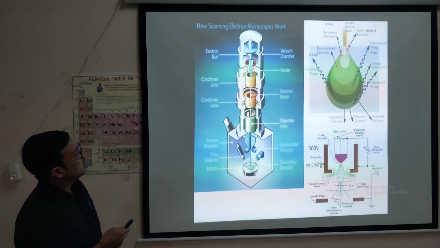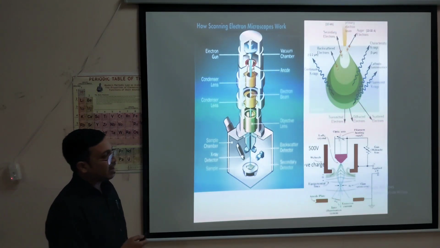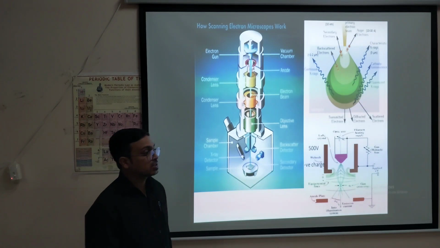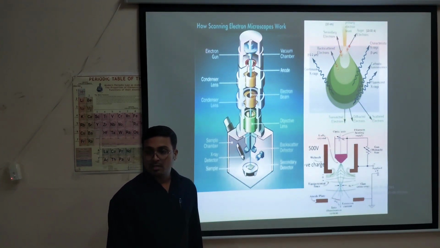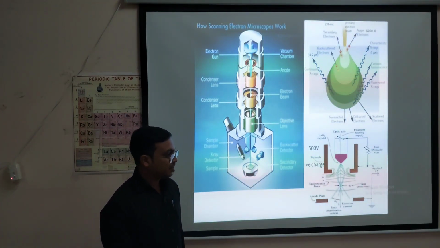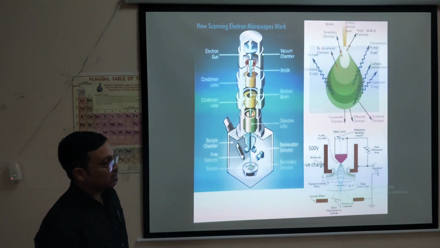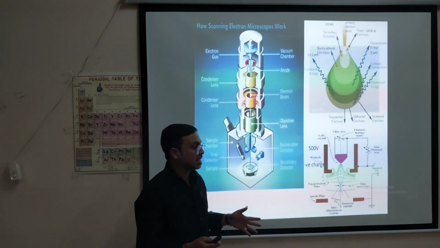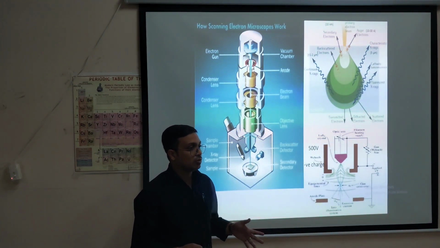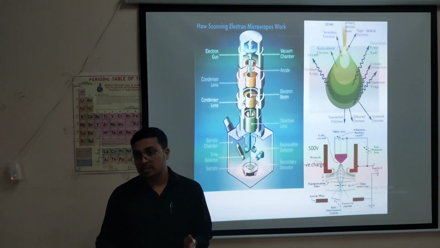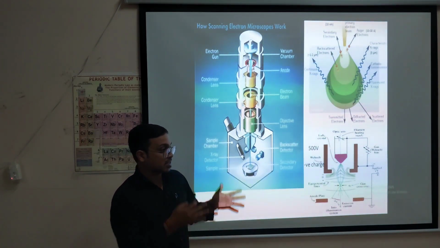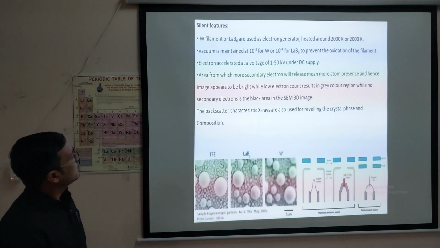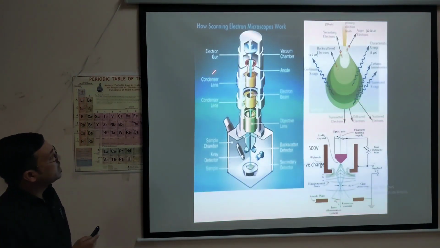And remember, inside the chamber a high vacuum condition is maintained so that this type of oxidation of the filament will not occur. I told you about the range of pressure to be maintained inside the chamber: around 10 to the power minus 4 up to 10 to the power minus 6 Pascal is maintained inside. Then these are the condensation lenses.